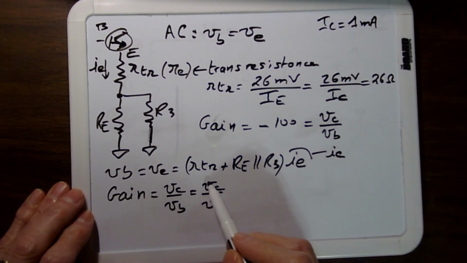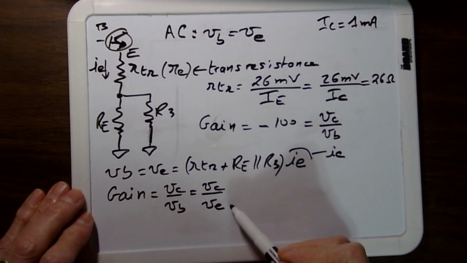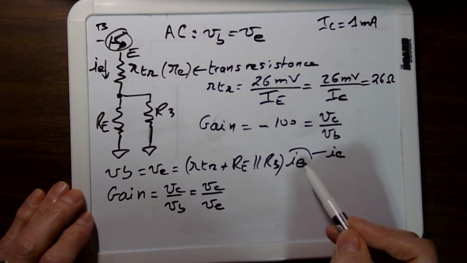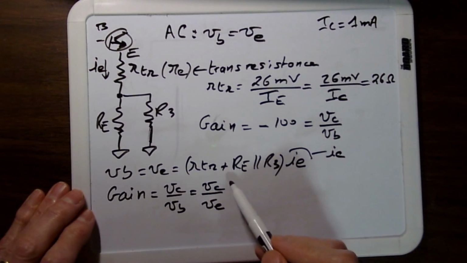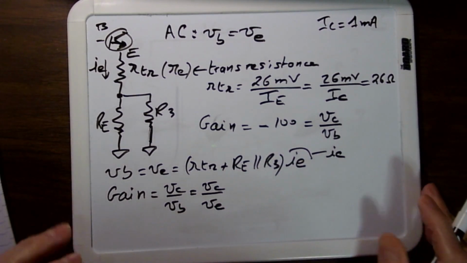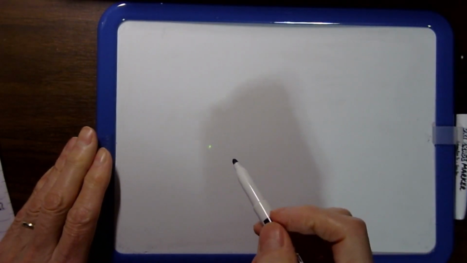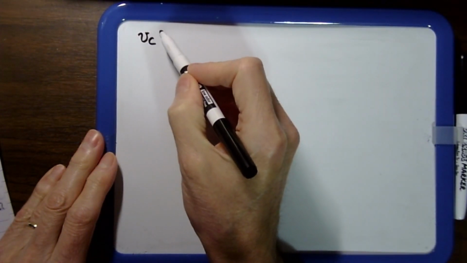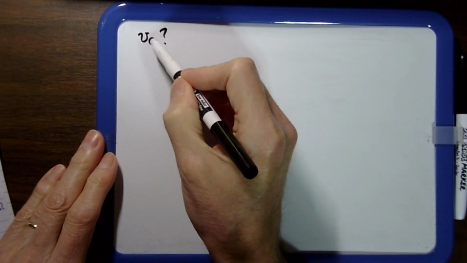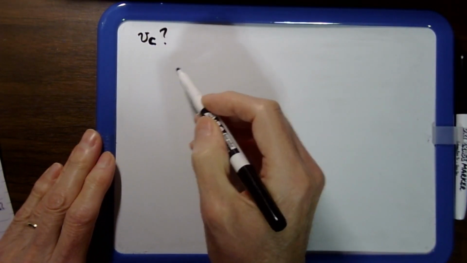So we would like to get rid of that IE, IC. So we need to express VC as a function of IC. So how do you do that? Let me get the next board. It's pretty easy. So we want VC, small v, small c, the AC voltage at the collector. So easy.